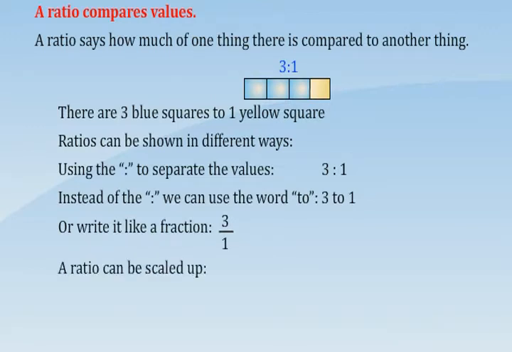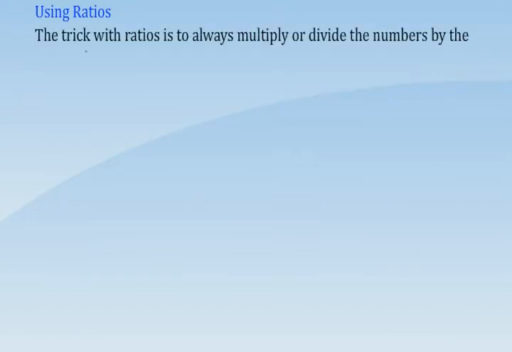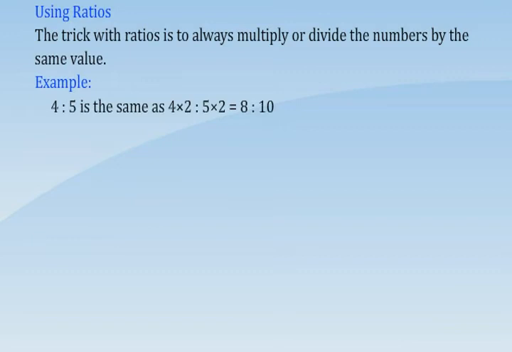A ratio can be scaled up, 3:1. Using ratios. The trick with ratios is to always multiply or divide the numbers by the same value. Example, 4:5 is the same as 4 times 2 is to 5 times 2, which is equal to 8:10.